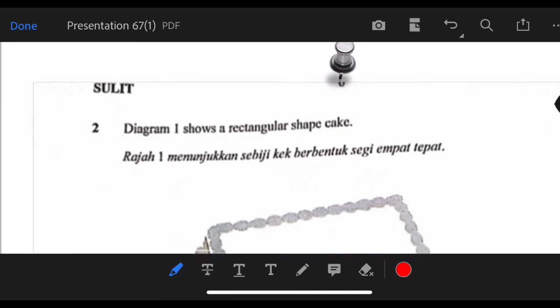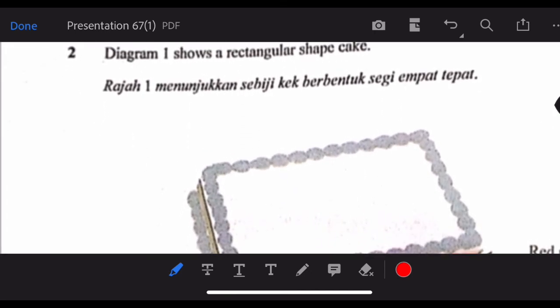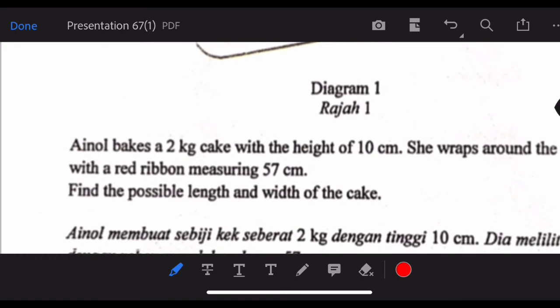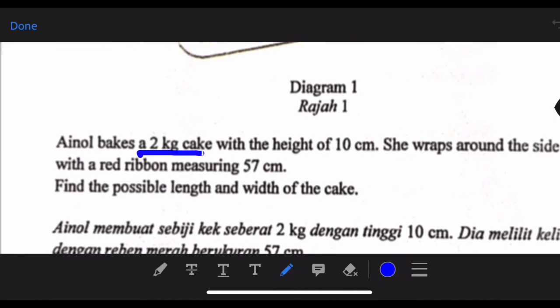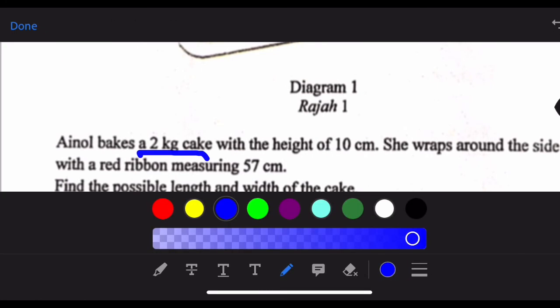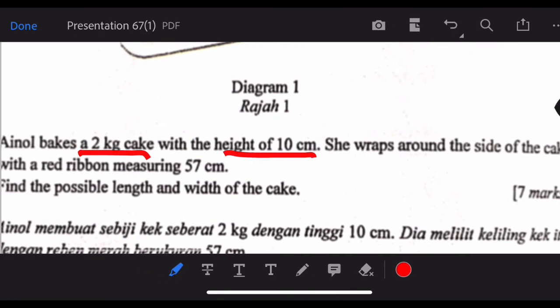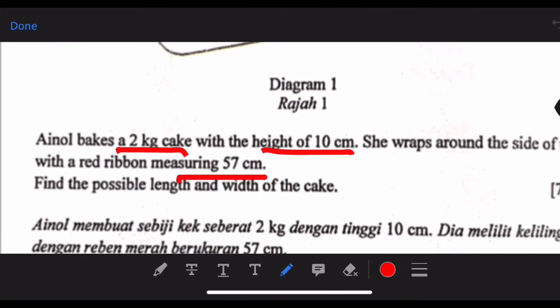Okay, so you are given a rectangular shape. Let's read the question. Aino bakes 2 kg cakes. Okay, 2 kg cakes, and then height is 10. She wraps around the side of the cake with the ribbon measuring 57. Okay, so let's see the cake.